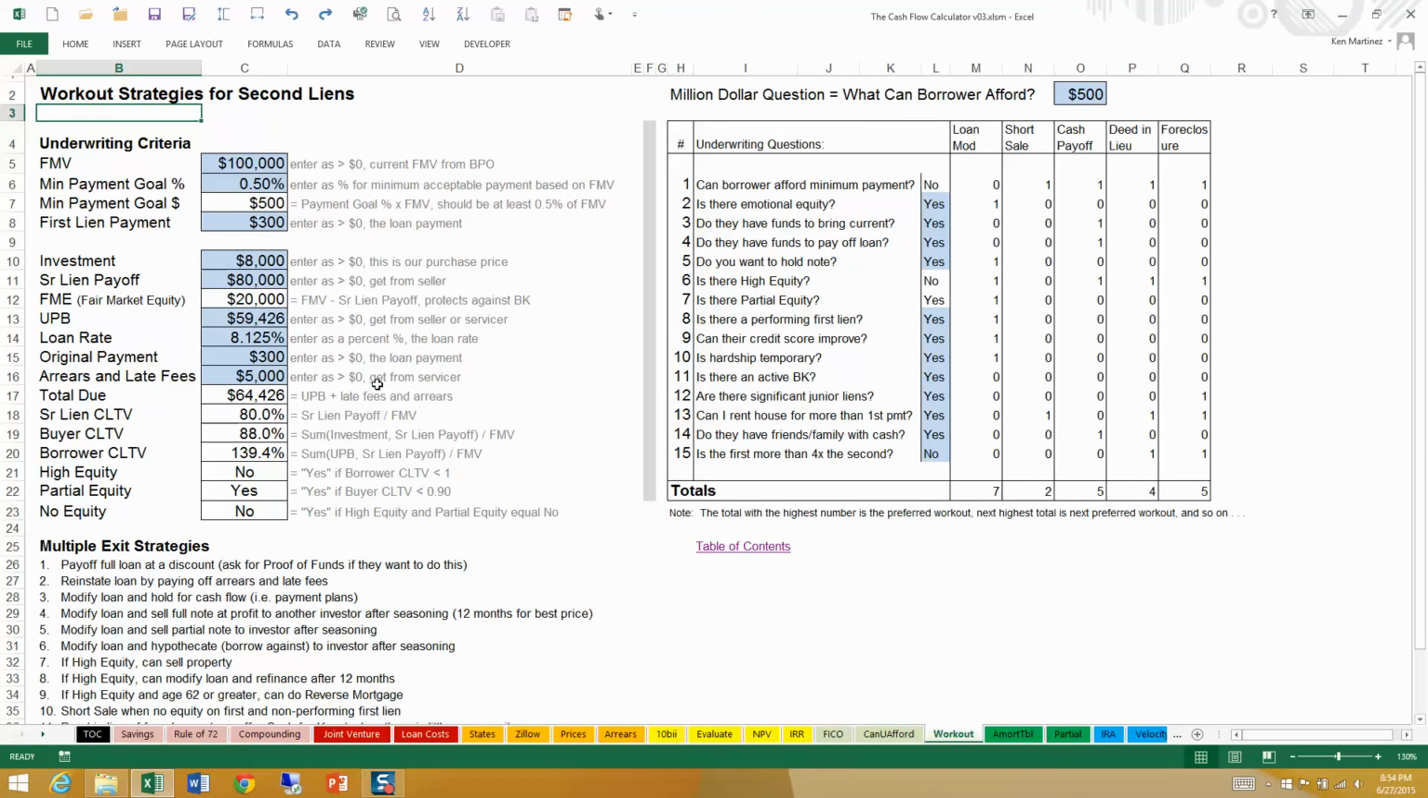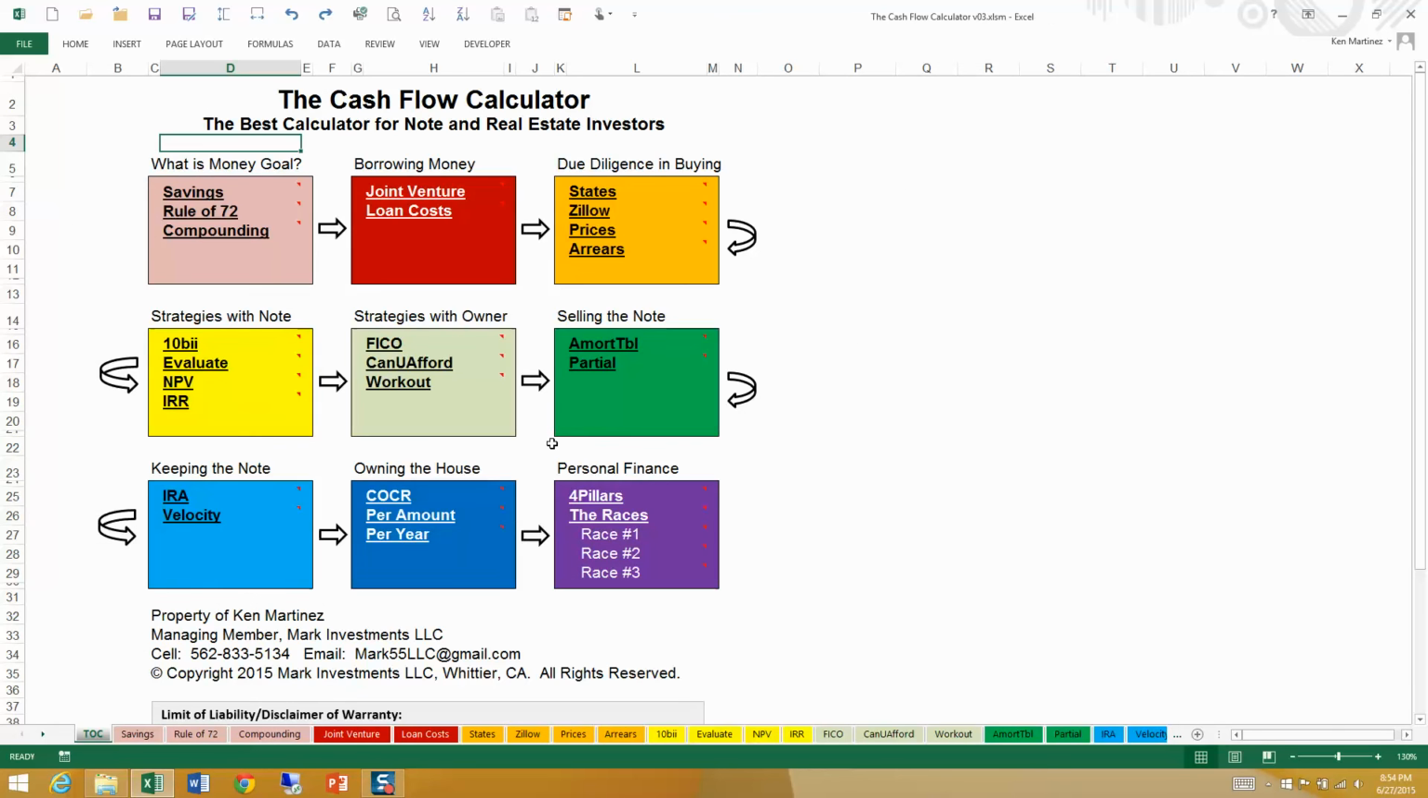Workout strategy, for those of you that are investing in second liens. These are the inputs you'll need to know. It'll calculate whether you have equity or not. And then the question that you need to ask, and where does that correspond in terms of workout strategies here? So this will give you guidelines on that.